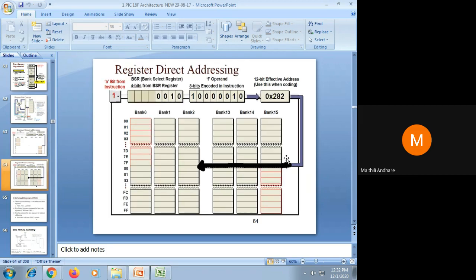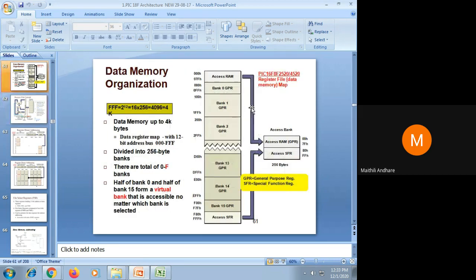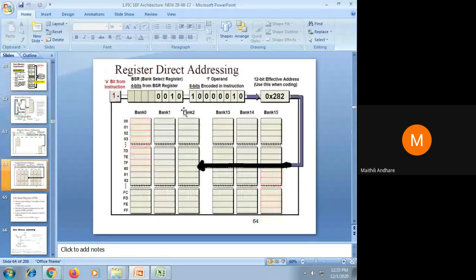Okay, now again I will take one example, then you will get the idea. So this is related to when a is equal to 0, what are the possible banks that you can access? Half part of bank 0 and half part of bank 15, that's it. Because the access bank is formed by those two parts only. Okay, now we will see one example.